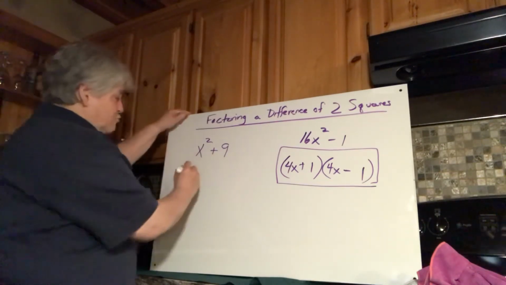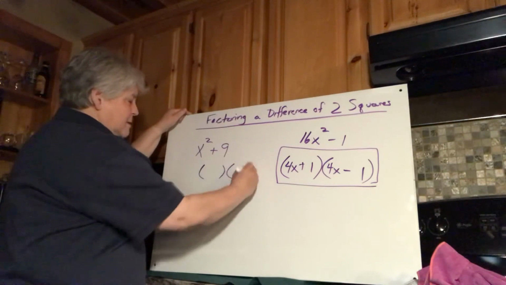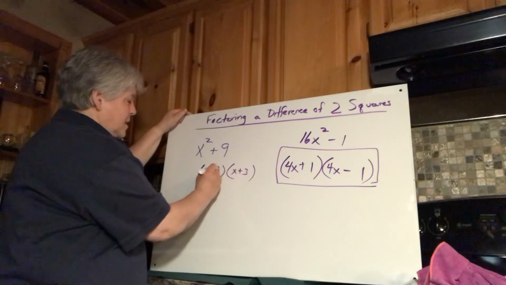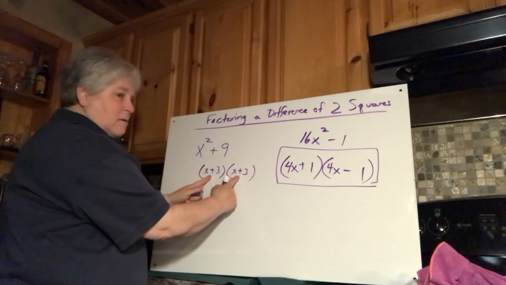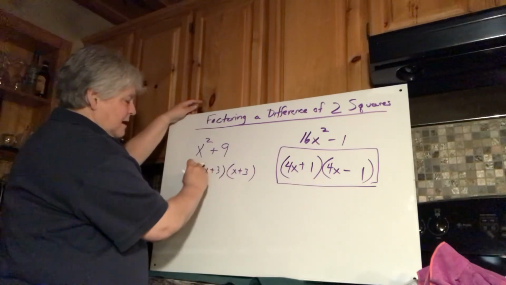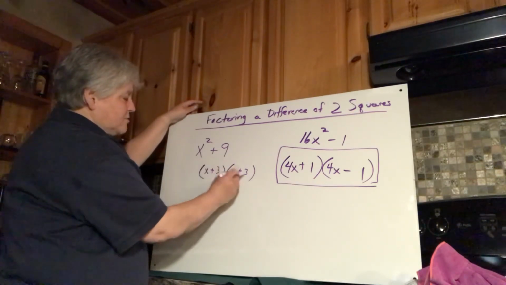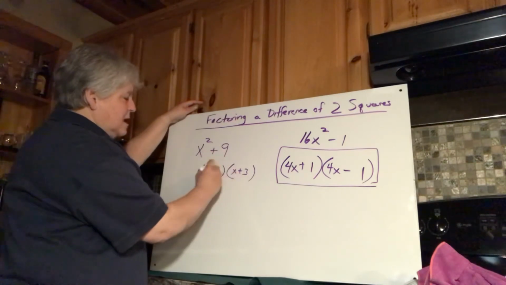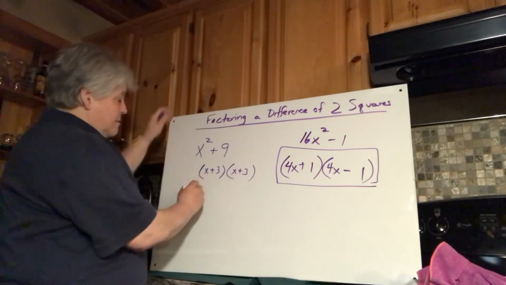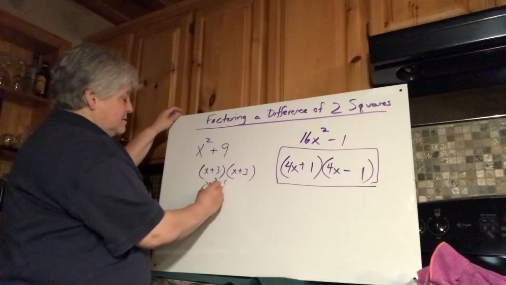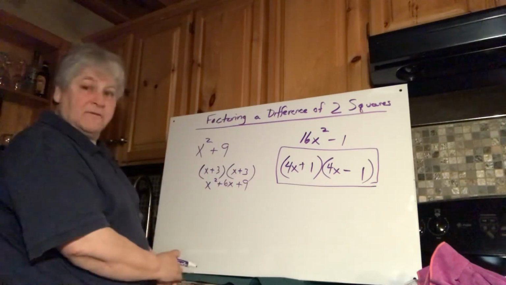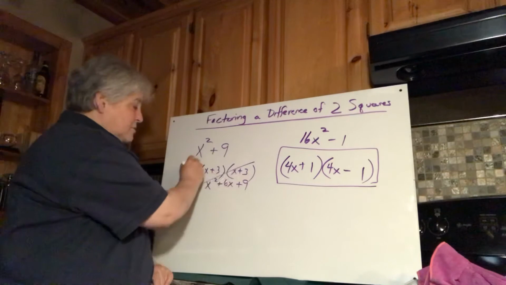If you had gone about trying to factor it and you had written x plus 3, x plus 3, you see how these signs are not different from one another? Well, if I FOILed it out, I get x squared plus 3x plus another 3x plus 9. That middle term wouldn't cancel out. It would actually give you x squared plus 6x plus 9, and that is not the same as what I was given. So that would not be a right factorization.